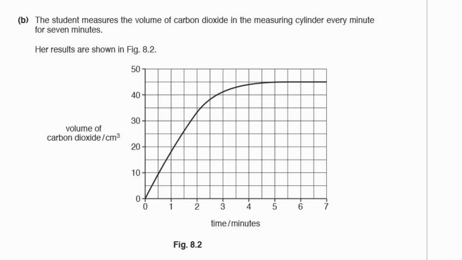B, the student measures the volume of carbon dioxide in a measuring cylinder every minute for 7 minutes. Her results are shown in figure 8.2. All right, so we have the time on the x-axis in minutes, and we have the volume of carbon dioxide produced on the y-axis. It looks like the volume keeps increasing steadily until it starts to reach a maximum and it slows down and then it can't produce any more. All right, let's look at the rest of the question.